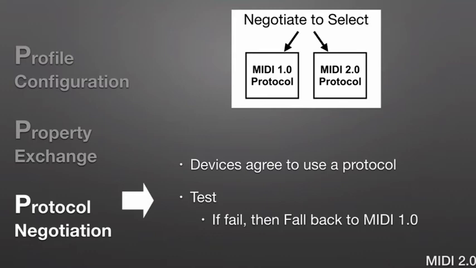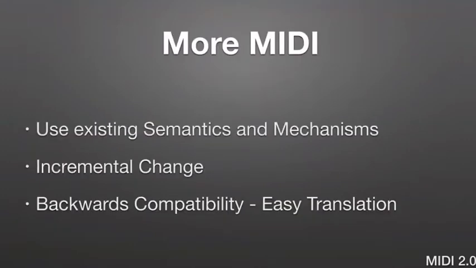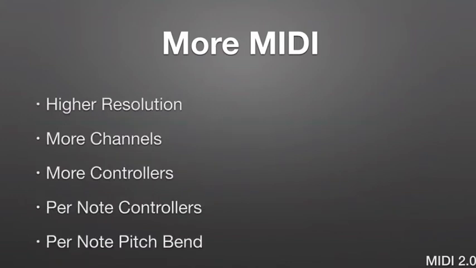So if that protocol negotiation passes, then you can start to use MIDI 2.0, but we didn't want to completely change MIDI. MIDI 2.0 is just more MIDI. It uses the same semantics and mechanisms. It is incremental change, but significant incremental change. And there's backwards compatibility and easy translation. So what does MIDI 2.0 do? Higher resolution.